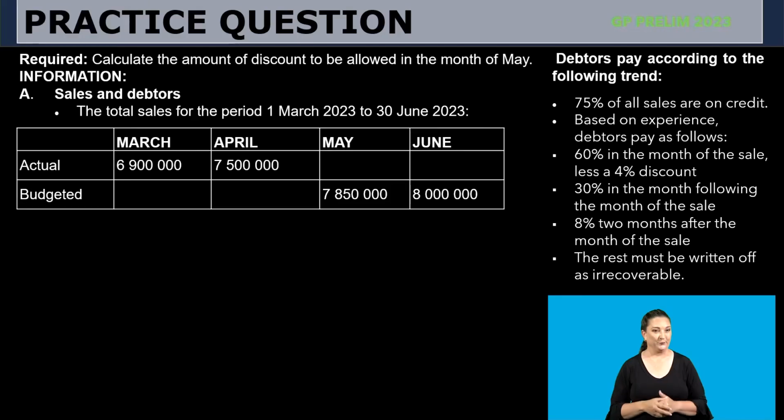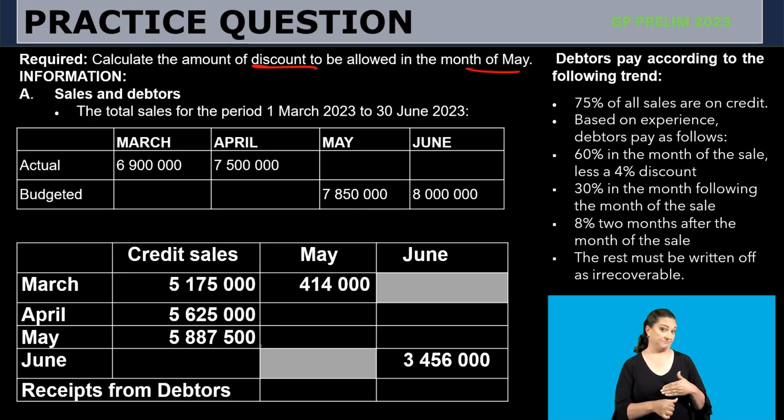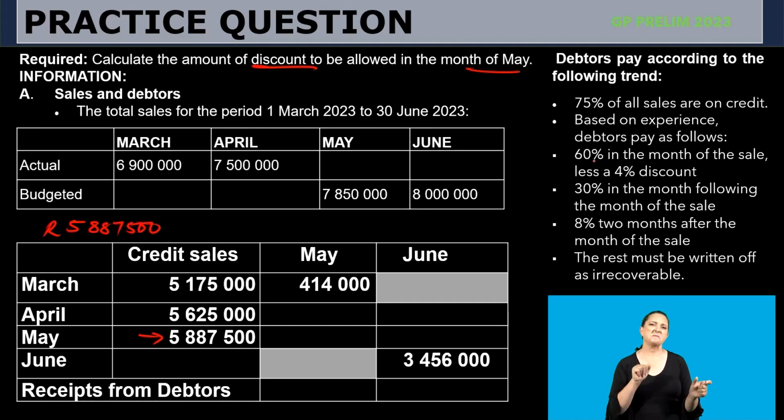Let's see if we can get another question. The next question says, calculate the amount of discount to be allowed in the month of May. In the month of May, we have credit sales. Here are the credit sales in the month of May, 5,887,500. In the month of May, I will get 60% of that.